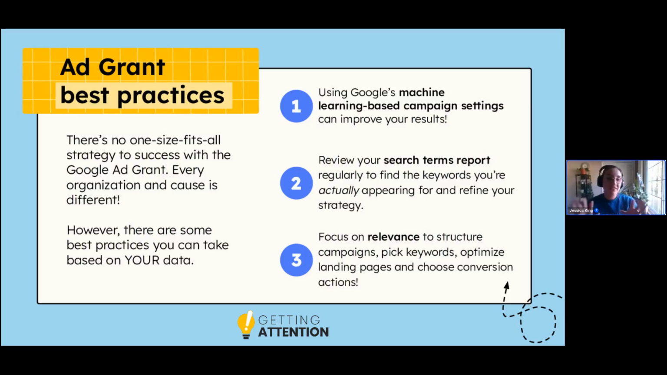Every organization is different, every cause is different, but there are some best practices you can take based on your data. First of all, using those machine learning based campaign settings is a really great way to improve your results. I really would not recommend for most people on this call trying to manually do everything. I think one, that's very time consuming, and two, I think it's unlikely to provide better results than what Google is doing, if only for the bid cap thing alone.